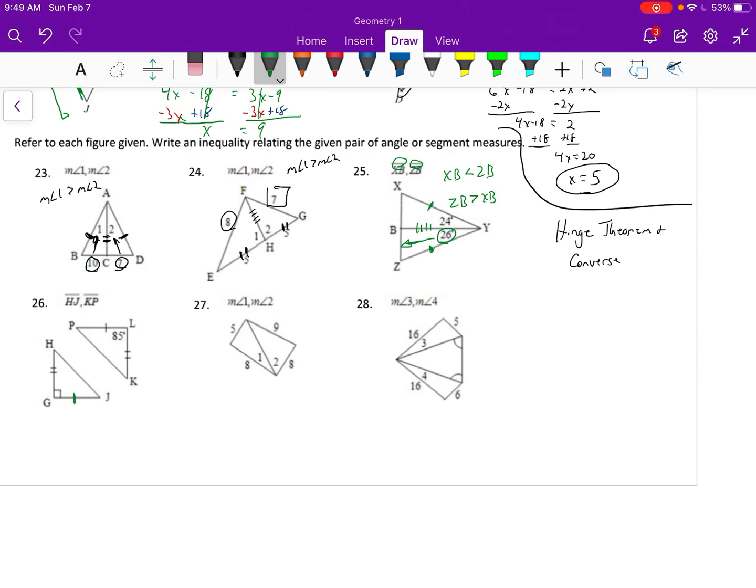Next one, two sides congruent to two sides. And we have an angle here of 85, an angle here. It doesn't write the number, but it's got the right angle, so this is 90. Obviously 90 is greater than 85. So HJ has to be the larger one. HJ is greater than KP.